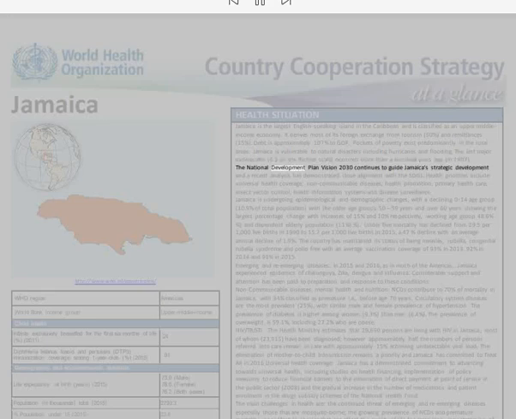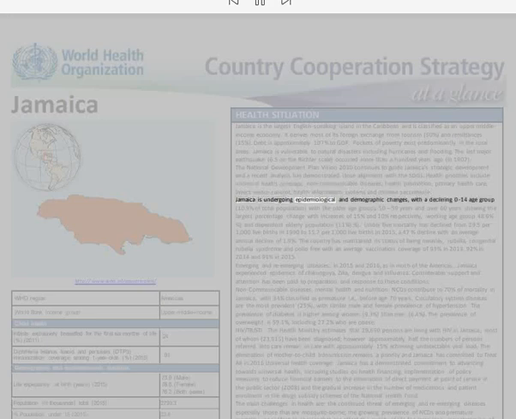The National Development Plan Vision 2030 continues to guide Jamaica's strategic development, and a recent analysis has demonstrated close alignment with the SDGs. Health priorities include universal health coverage, non-communicable diseases, health promotion, primary health care, insect vector control, health information systems, and disease surveillance.